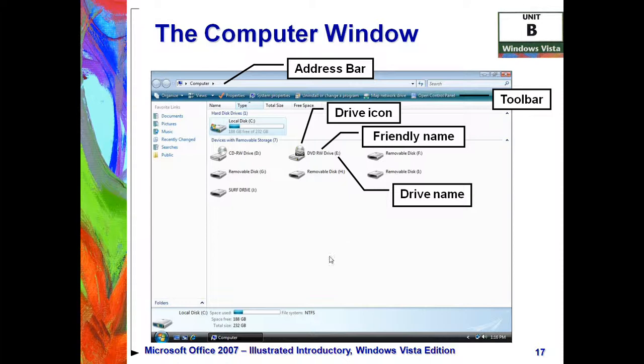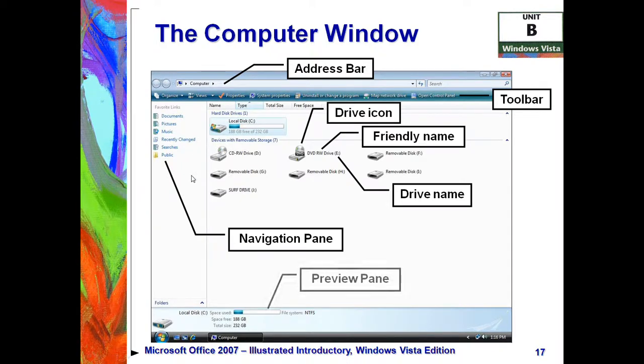There's a toolbar on here. We're not going to get too much into that this time because that does change according to the version of the program that you're in, but the toolbar does have some of the most commonly used tools for mapping network drives and determining the properties of your drive. Typically there's a navigation pane on the left hand side, and you can click on those to jump to those areas, and you'll notice that most of those are the folders that we talked about during the last video, such as your documents, pictures, music, and so on.